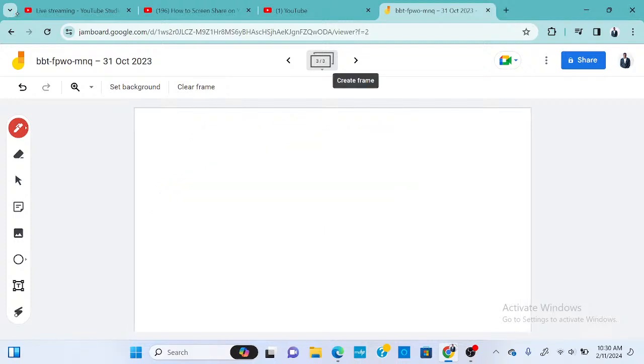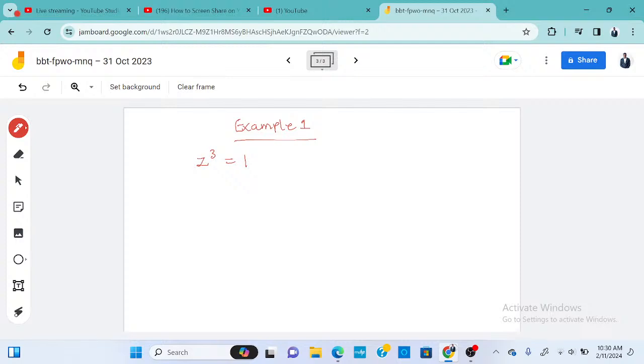So example 1. Let's take this. Find z cubed is equal to 1. So find all the roots of this equation. You know that this is a cubic equation, right? z cubed is equal to 1. But you know z is a complex number. So how do we find all the roots of this equation? This is where we apply De Moivre's theorem to solve such a problem.